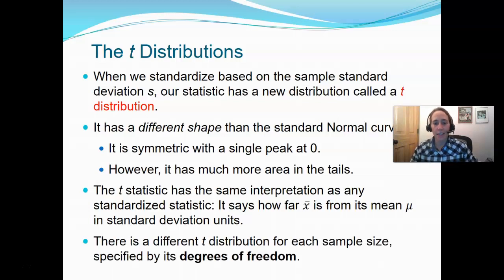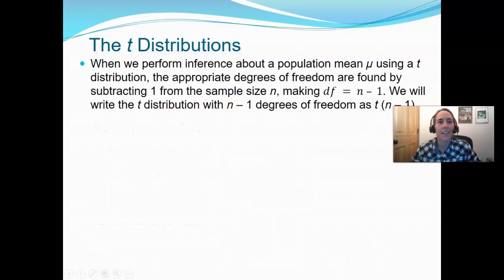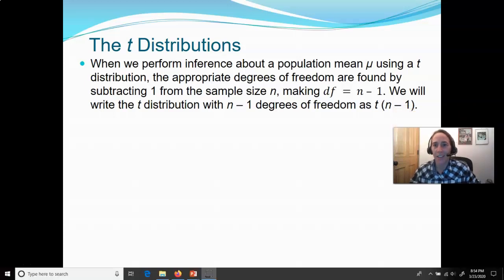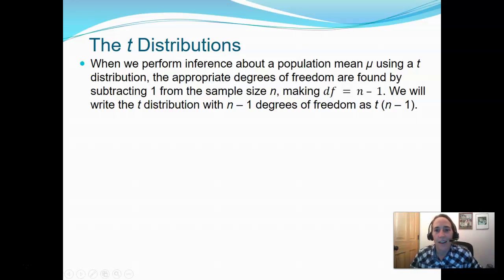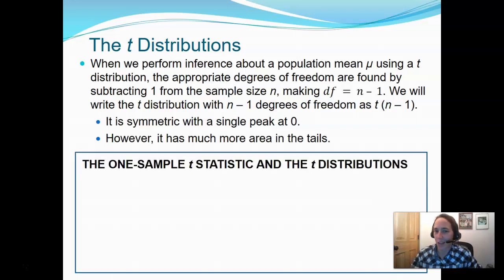There's a different t-distribution for each sample size, specified by its degrees of freedom. That's what I always like to think of when I hear degrees of freedom. It's just a fancy n. You take your sample size minus 1. That's all it is. So you just take 1 away from the sample size. All right, the t-distributions. When we perform inference about a population mean mu, using a t-distribution, the appropriate degrees of freedom are found by subtracting 1 from the sample size n. So there we go. We call these the degrees of freedom. It is symmetric with a single peak at 0, and has more area in the tails.